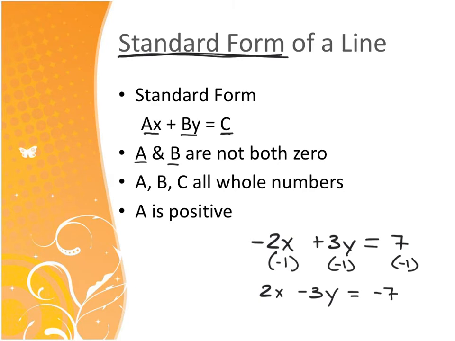So the things we're looking for there, I guess it's 4 things: x and y are on the left, and the constant is on the right. A and B cannot both be 0. It can't be like 7 equals 4; that wouldn't be the equation of a line. A, B, and C are all whole numbers. If even one of them is a fraction, you need to multiply by something to turn them all into whole numbers. And finally, A, your leading coefficient, the one attached to the x, has to be a positive number.